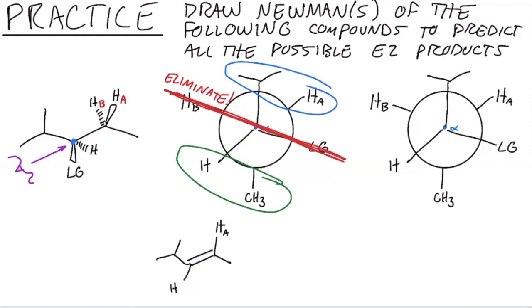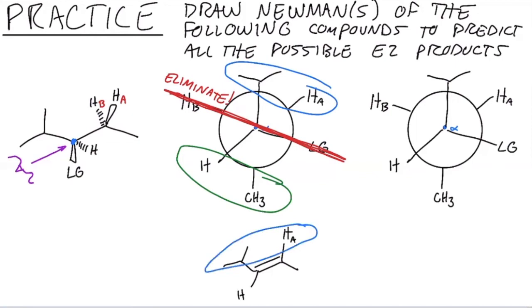So these groups end up on the same side of the double bond, right? There's the one side, the blue side, and then we have the green side over here. This is a way that a lot of students, I think, find quick and easy to predict products. You won't have to draw a Newman for every E2 elimination, but if you do, this is a quick way to predict your product.